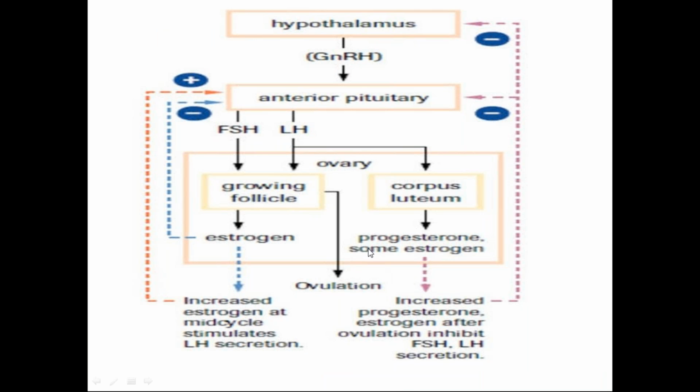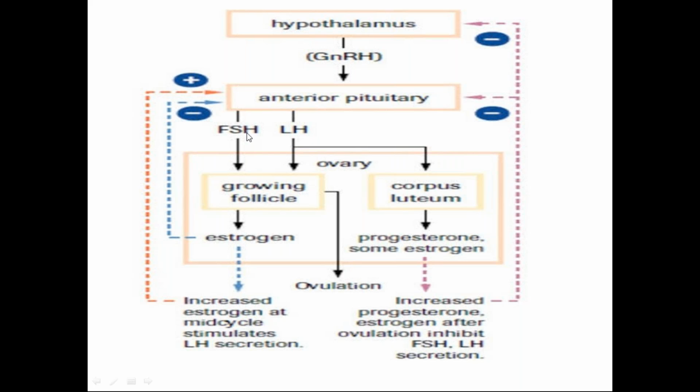So this is the HPO axis. It should be intact for a normal menstruation to happen. From the hypothalamus, the gonadotropin releasing hormone is released into the anterior pituitary, which stimulates anterior pituitary gonadotropes to release gonadotropins, that is follicular stimulating hormone and luteinizing hormone.